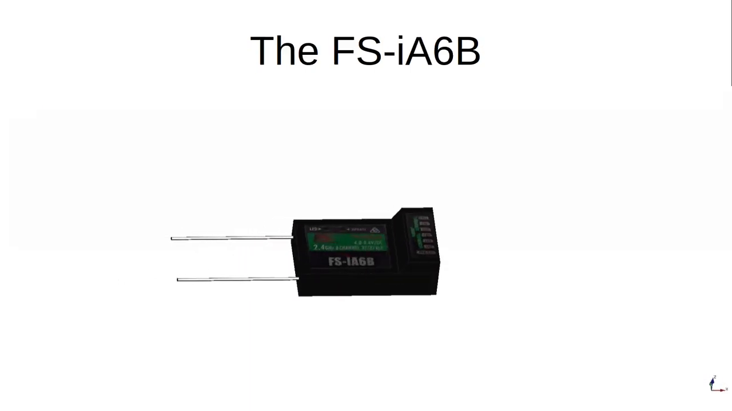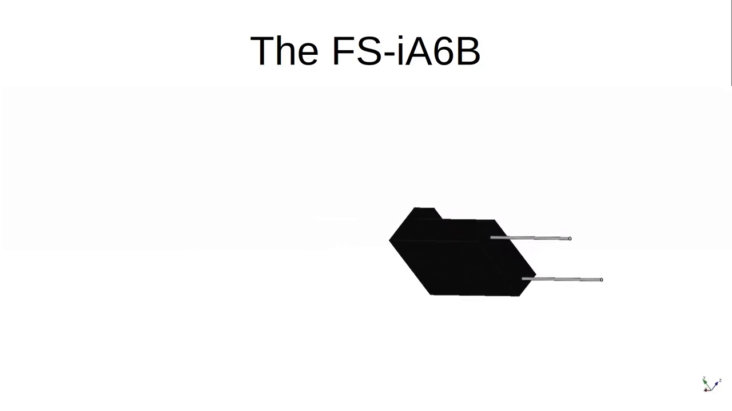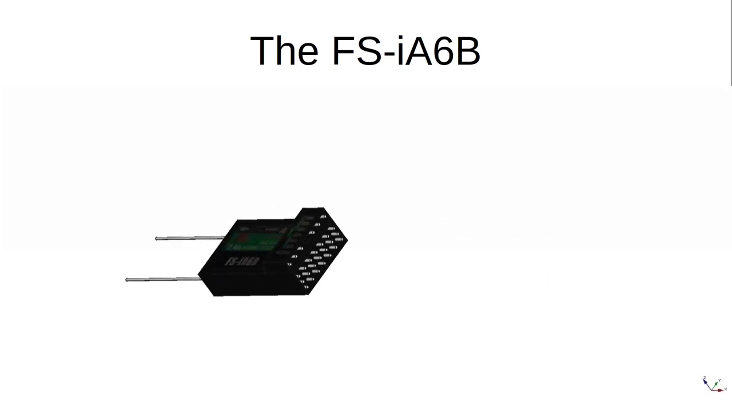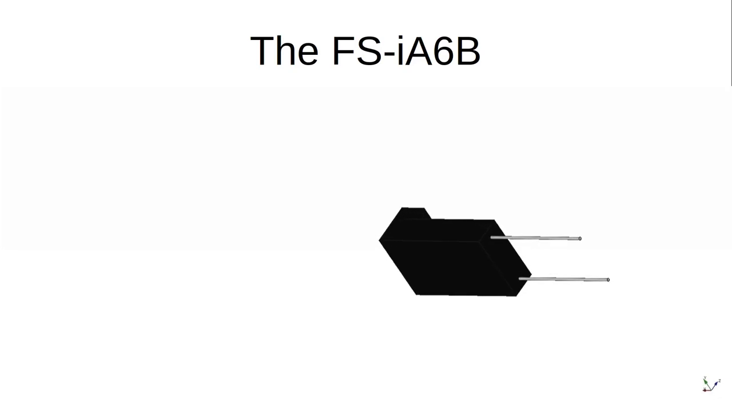This is the receiver I'm using, the FSIA6B. It's similar to the FSIA6, although the pins are pointing out to the back of the device instead of pointing upwards. There's an additional row of pins at the top, which is used to support iBus.